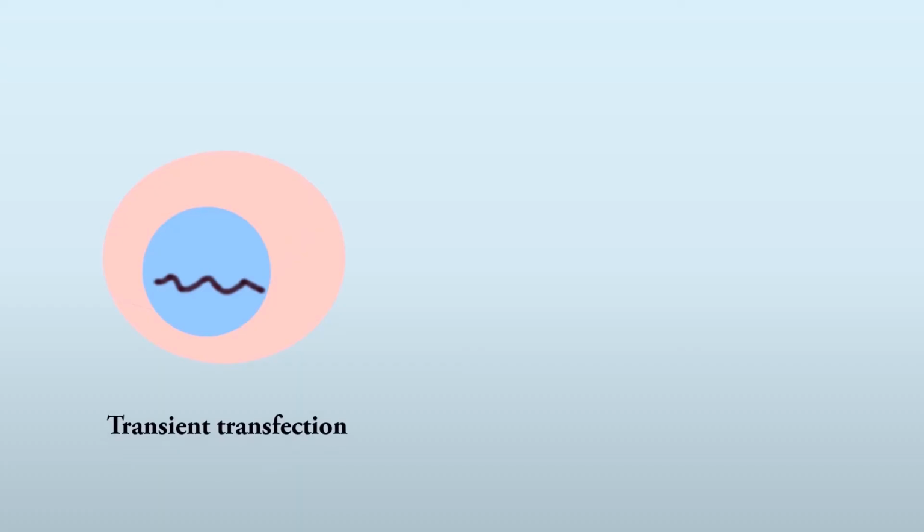Transient transfection. The target DNA does not integrate into the genome of the eukaryotic cell. This transfection does not allow the foreign gene to pass to the next generation. It studies the activity of RNA and it stays in the cell only for a short time. It is expressed only for a short duration.